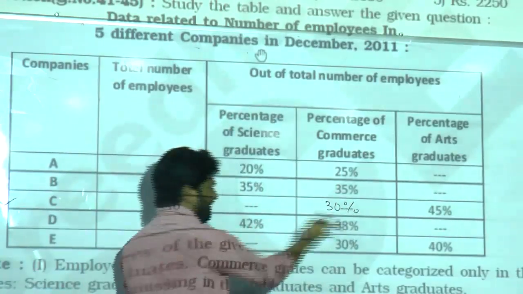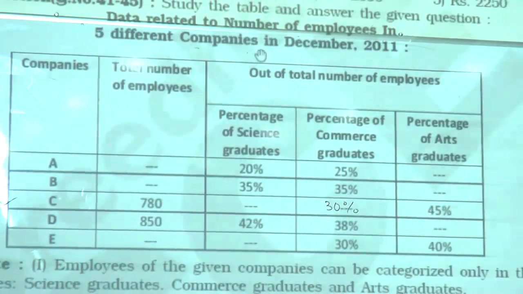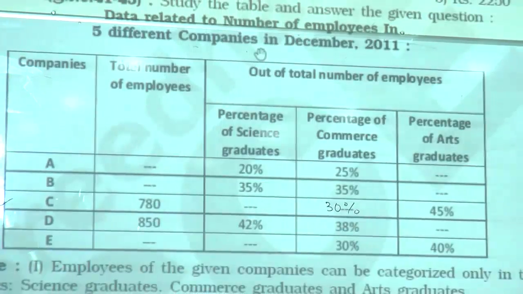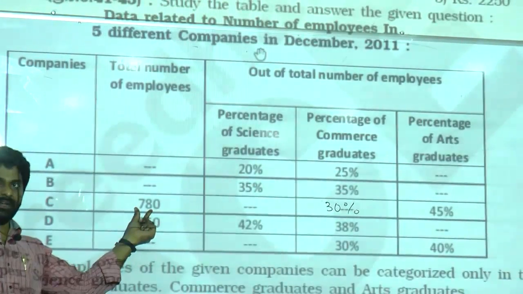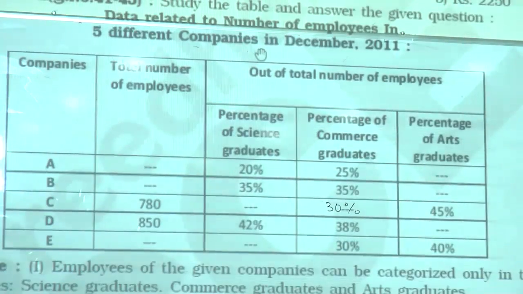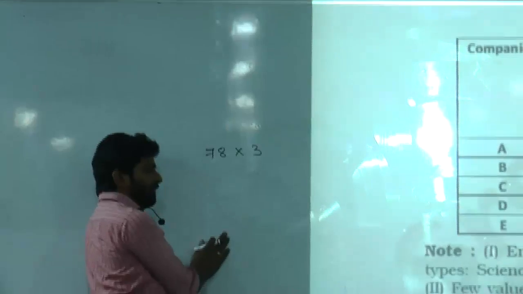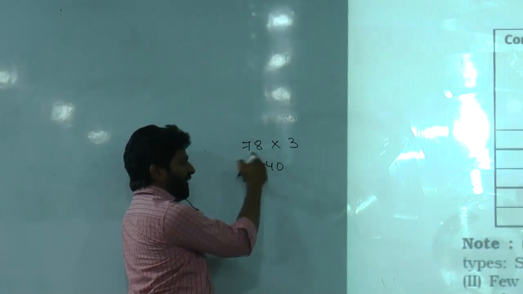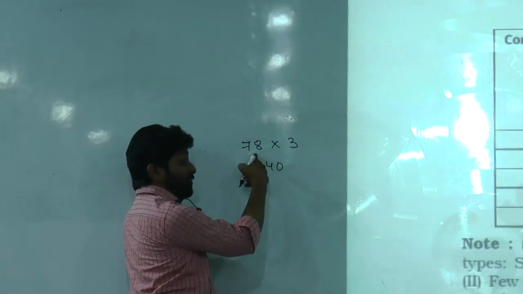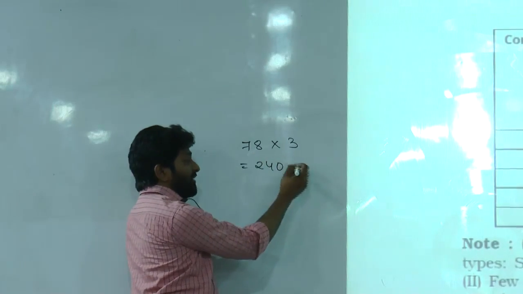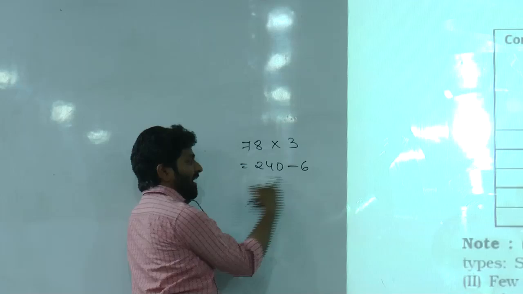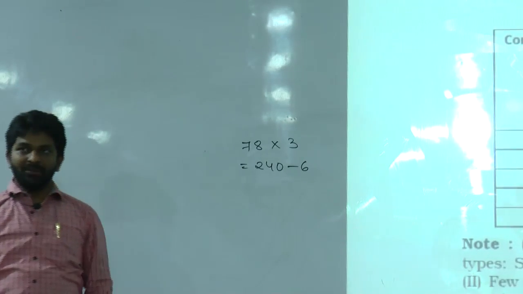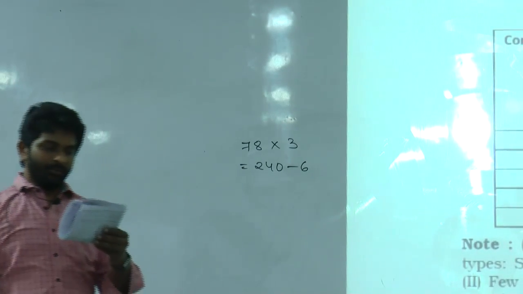I think you are asked to calculate the 30% value. Yes or no? 30% of this number. What is 10%? 78. 10% is 78. You need to calculate 30%, which is 78 into 3. For the time being, let's make it 80. 80 times 3 is 240. If it is 80, the answer is 240 only. But this is 2 less than 80. So hence you need to subtract 2 three times, which is 6. Answer: 234.